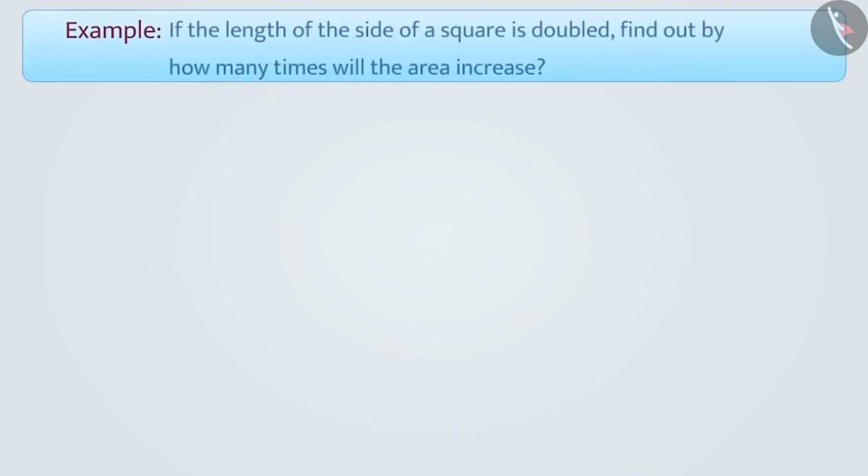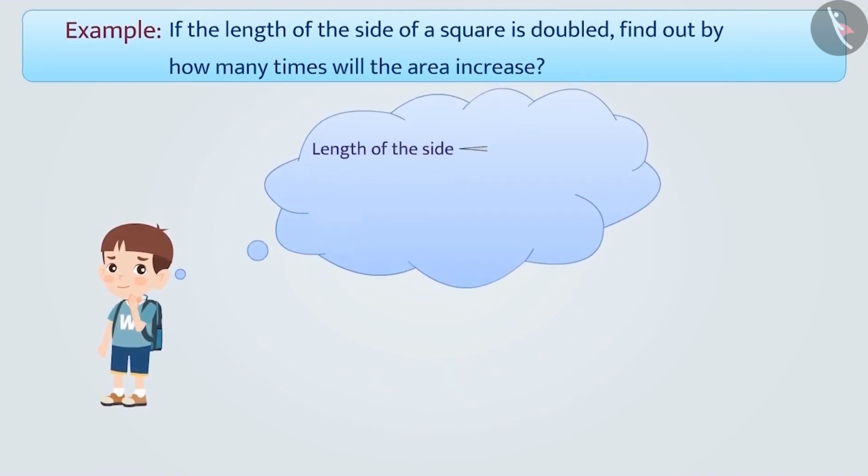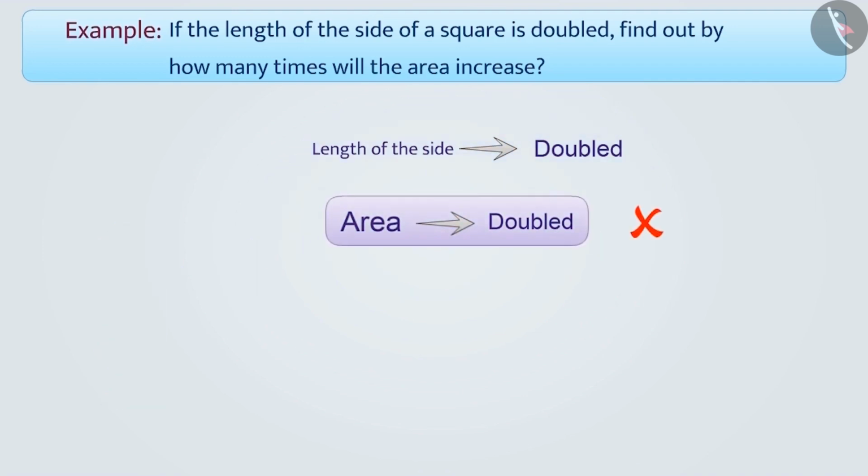Next example, if the length of the side of a square is doubled, find out by how many times the area will increase. Many times, we answer such questions without thinking. Like here, some students believe since the length of the side is doubled, the area will also be doubled. But this is a wrong notion.